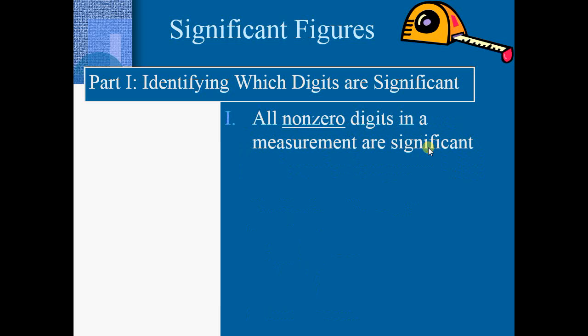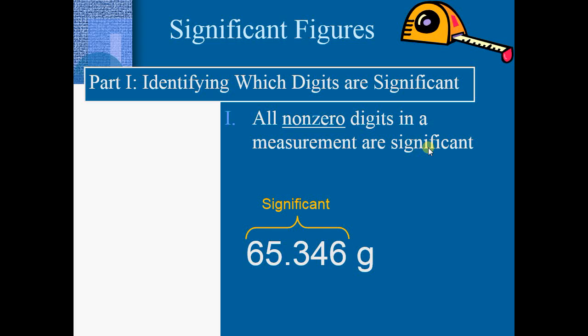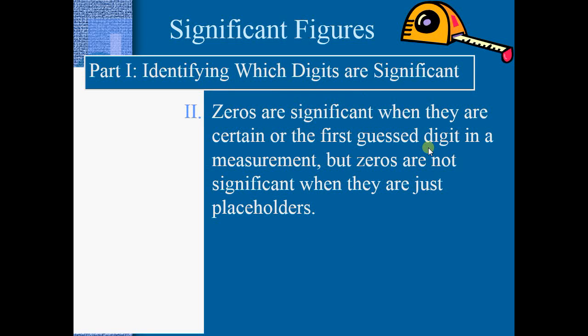Now, in some cases, identifying the number of sigfigs is very, very easy. If the number does not have any zeros in it, then life is easy because all non-zero digits are significant. So if my balance said this, 65.346 grams, there's 5 digits in that reading. All of them are significant, so that means that measurement there has 5 sigfigs.